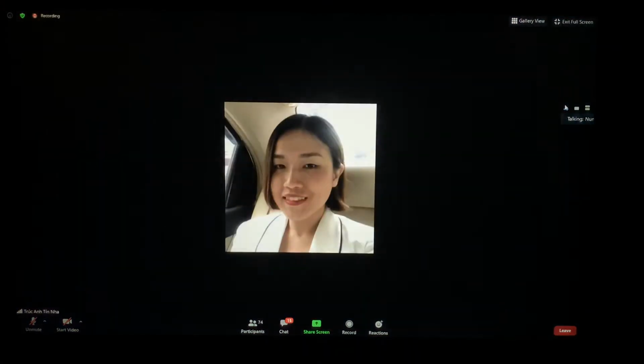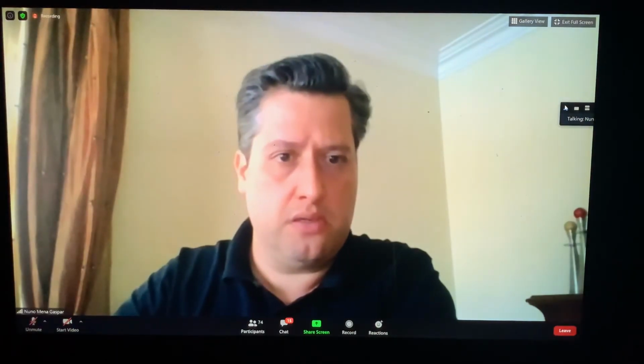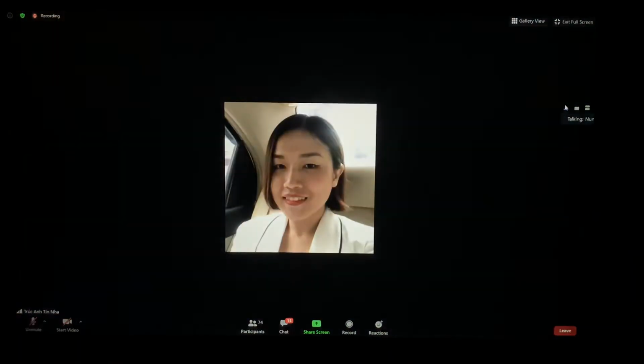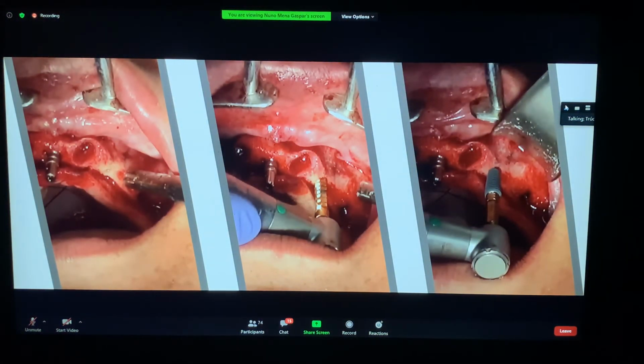Is this working? Can you see my screen or not? No, I see only your screens. Can you see it now? Not yet. Oh, now okay.